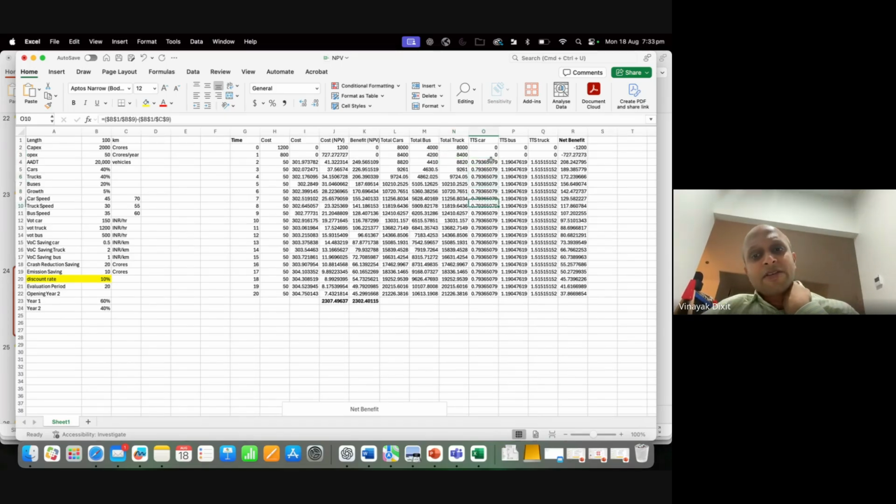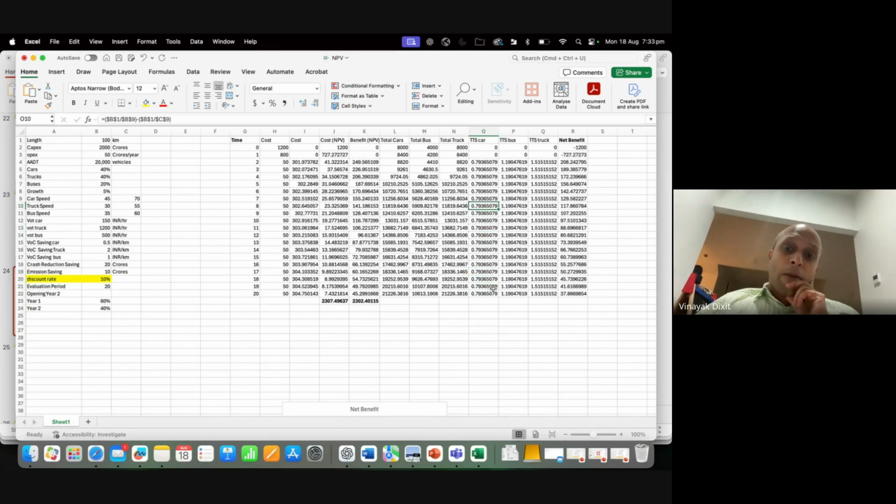But the travel time savings are remaining the same, even though the volumes have increased. It's an assumption here, but usually what will happen is that the travel time savings will also reduce. So it'll stay constant, and then because there's congestion, it'll start reducing the travel time savings. That's usually what happens.